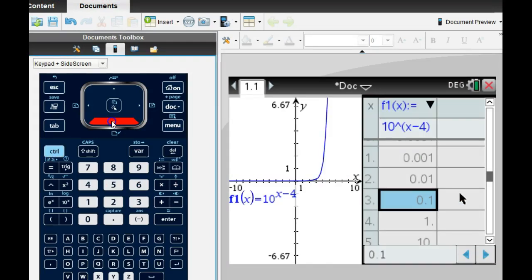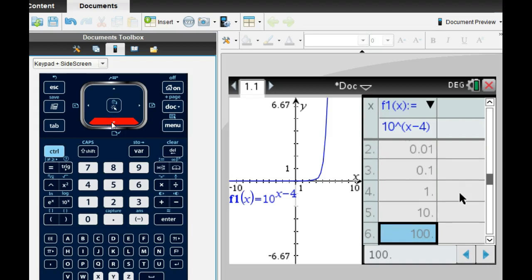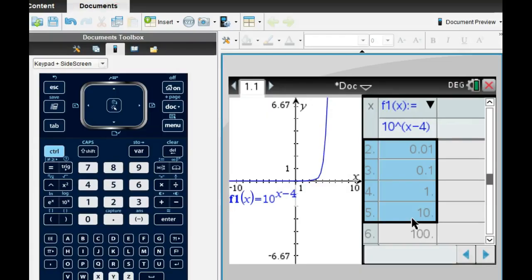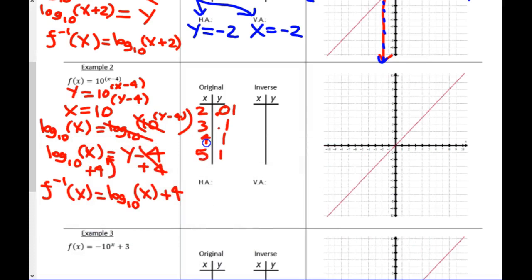And let's use some of these points that we can actually graph. So (2, 0.01), (3, 0.1), (4, 1), and (5, 10). Let's graph these. So (2, 0.01), (3, 0.1), (4, 1), and (5, 10). And while we're at it, let's do the inverse. Just flip it around. Okay? So we have (0.01, 2), (0.1, 3), (1, 4), (10, 5). Okay? So we wrote our table. We flipped the table around. Plot the points. Okay? So 2.01 is barely above it. 3.1 is barely above it. 4.1, and then 5.10.